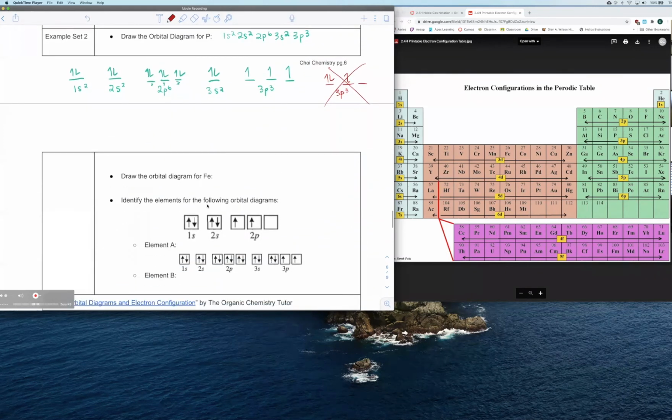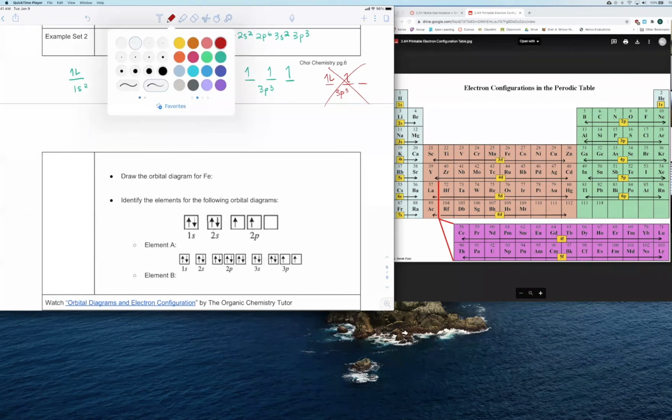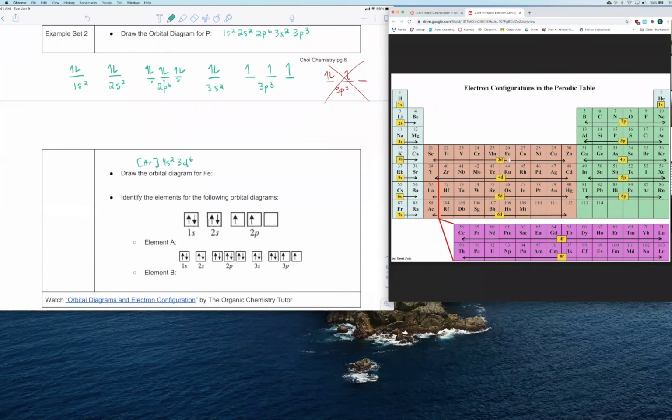Okay, and then I'm gonna do the same thing for iron. So iron's orbital diagram. Before I do that, let me write out the electron configuration. For iron, I'm actually going to use the noble gas notation so I can make it shorthand. So iron is over here. So its noble gas notation would be Ar 4s2 3d6. So let's start writing it out.